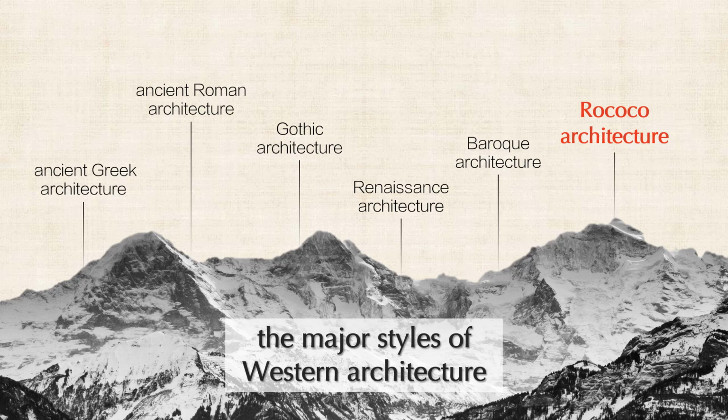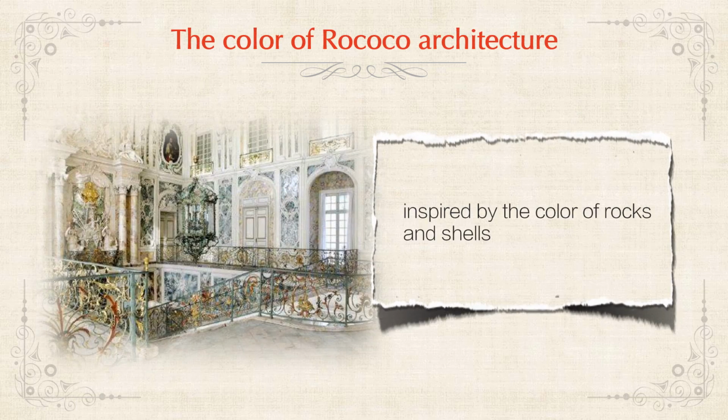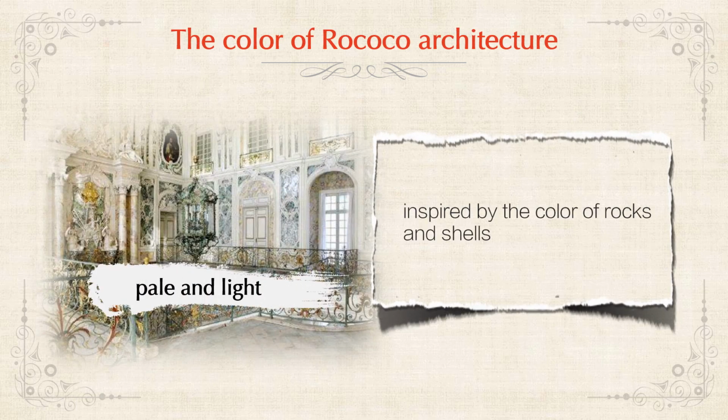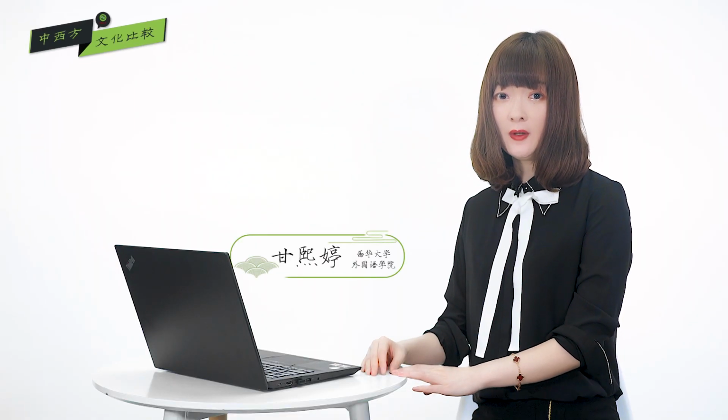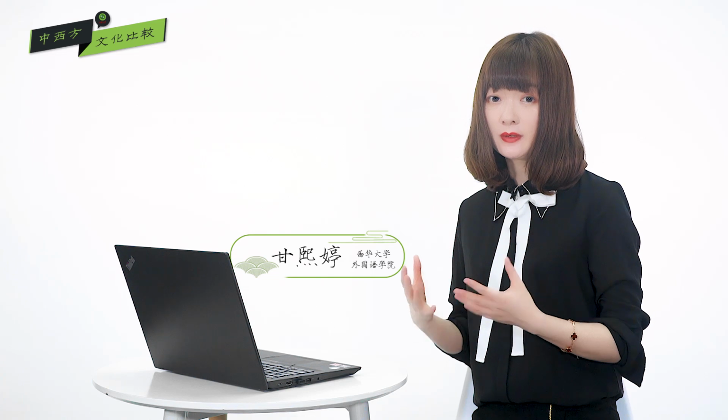Rococo architecture was a late version of Baroque style. The colors the Rococo buildings used were inspired by the colors of rocks and shells. Most of them were pale and light ones, although lots of gold was also being used. Even though there were many similarities between Baroque and Rococo styles, the latter tended to be much softer and more graceful, with feminine curves and intricate designs.